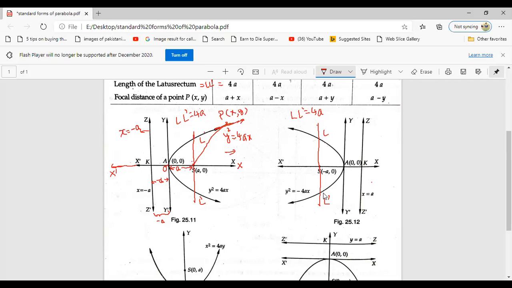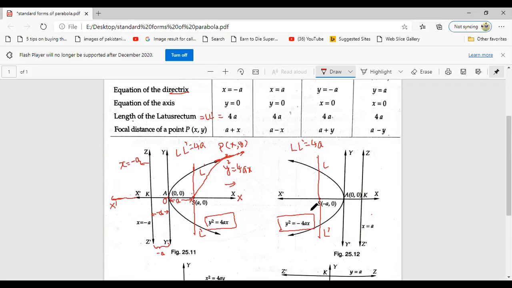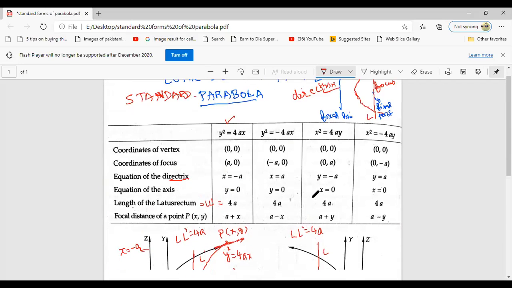And this equation is the equation of the right side parabola. The left side parabola will be y square equal to minus 4ax. And the equation of the directrix will be x is equal to a. So this a minus x is the focal length. This you have to remember.